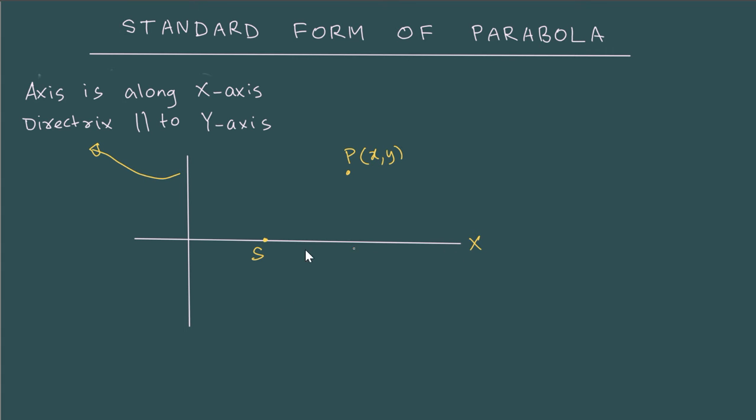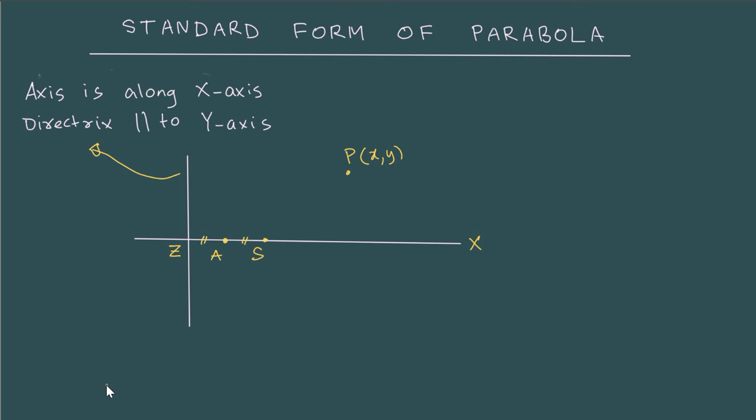The point where the x-axis cuts the directrix is usually denoted by Z, and this ZS is divided into two parts. So we take a point here, we call that A, and these two parts are equal. ZA is equal to AS.